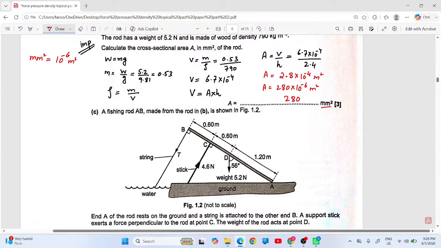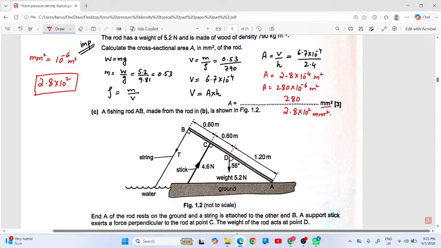24 part. हाँ 2. हाँ अच्छा वो ऐसे लिखा होगा. ऐसे लिख दिया ना. 2.8 10 पावर 2 लिखा है ना. वो सही है. ये भी ठीक है. नेक्स्ट इज अ फिशिंग रॉड. अच्छा उन्होंने टू सिग्निफिकेंट में लिखा है. ठीक है. सो दिस इज 2.8 10 पावर 2 millimeter square in two significant figures.